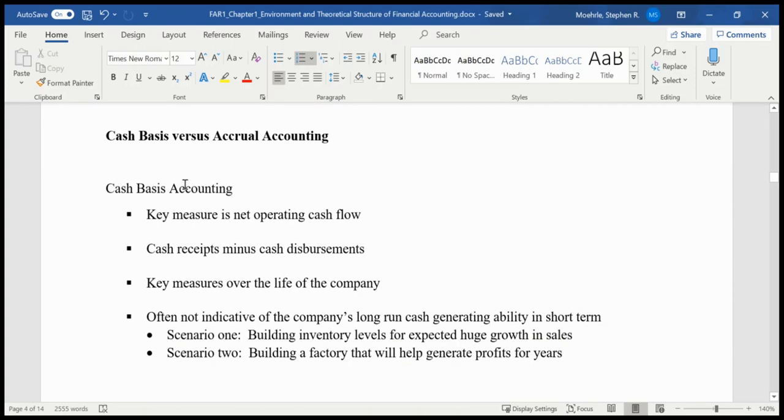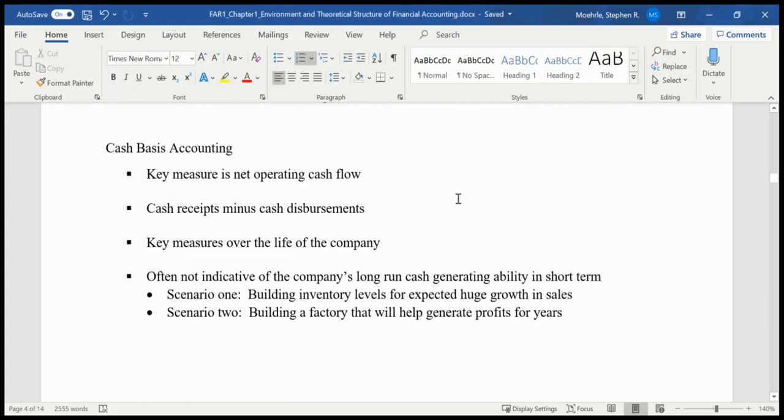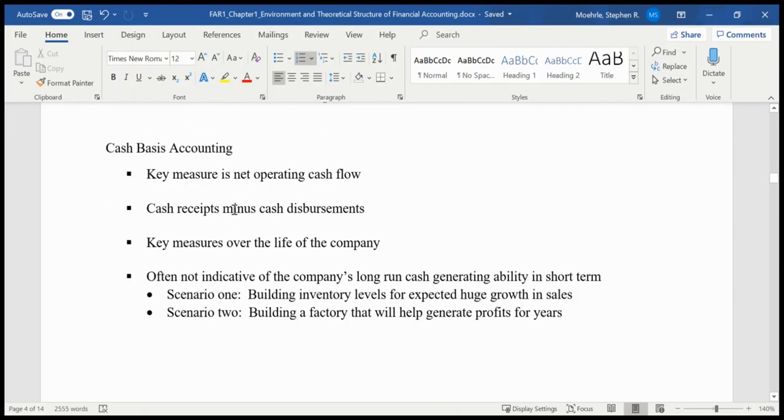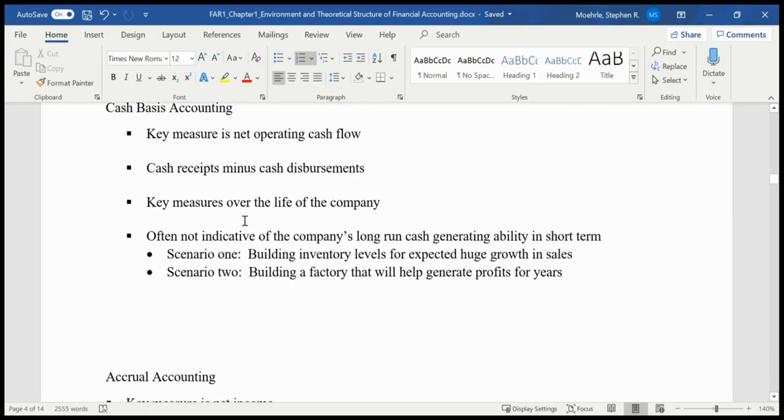Okay, introduction to a couple of terms here. Cash basis versus accrual basis accounting. The key measure in cash basis accounting is net operating cash flow. Basically, your checkbook is a cash basis accounting system. It's the cash receipts minus the cash disbursements. It's, of course, a key measure over the life of the company.